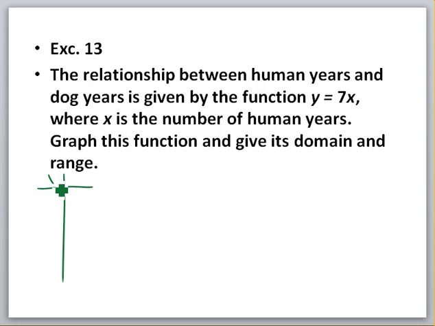I think you guys will find it easiest to just go ahead and make a table. We'll just list some values for our x. Our x values, when we plug 0 in, I have 7 times 0. 7 times 0 is what y will equal, which is 0. 1 times 7 is 7. And 2 times 7 is 14.